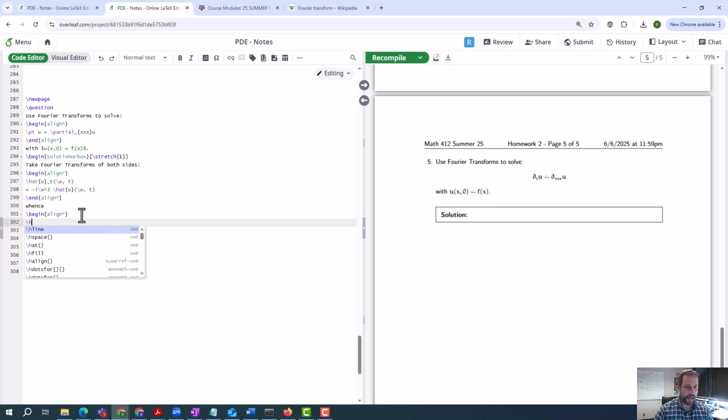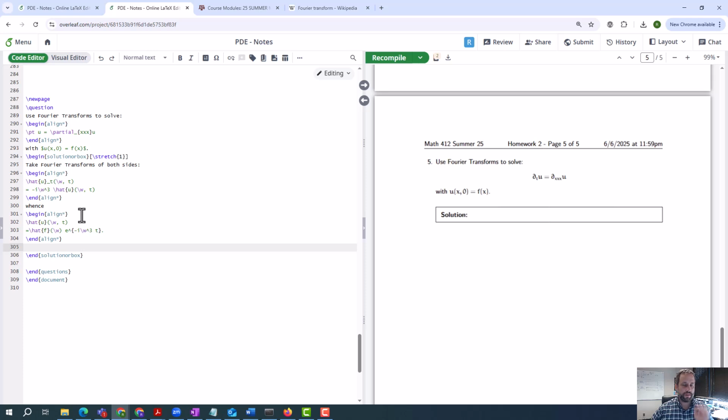Okay, so then we've got this is equal to the Fourier transform of the initial data times e to the minus i omega cubed t. Well, what can we do at this point? The inverse Fourier transform is going to be the convolution of the inverse Fourier transform of both of those, or something. We could just do the integral with the inverse Fourier transform. So there's a number of ways we can do this.